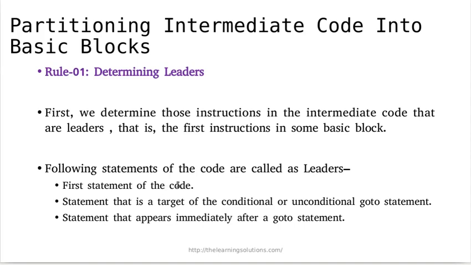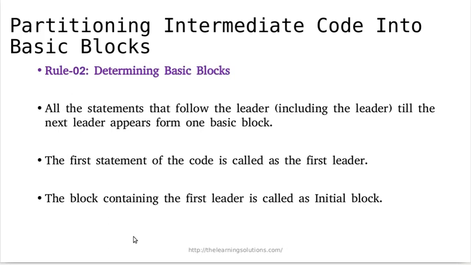So the first statement of the code is a leader, then the target statement given in the conditional and unconditional go to statement can be a leader, and third is the statement that appears immediately after a go to statement. So after go to, whichever statement is there, that will become the leader. So the statement after the go to will start a new block. This is the meaning. We will see that in the coming examples.